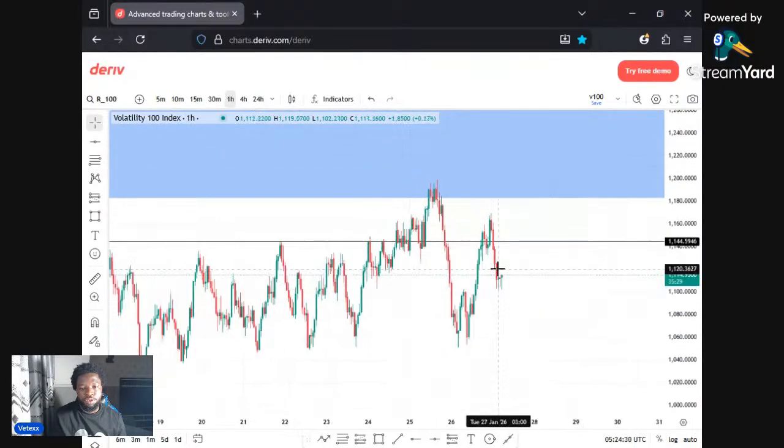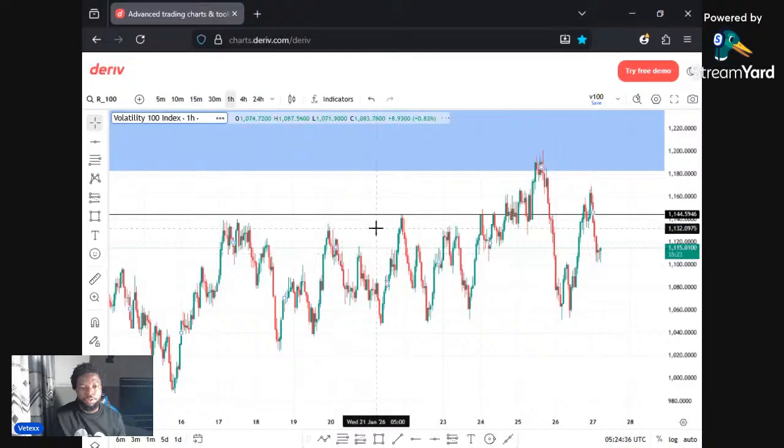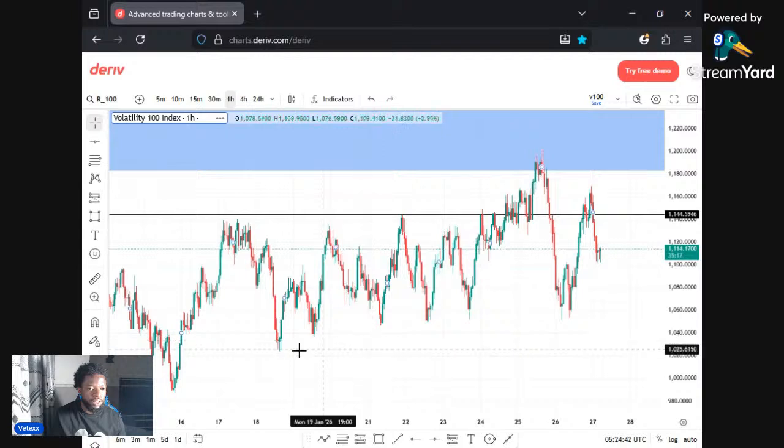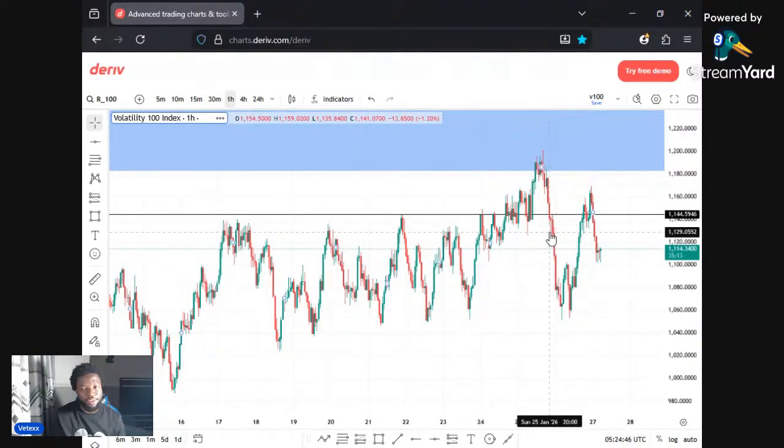We don't have the structure on the 1 hour yet, but we hope it forms and then we can start taking it. Once it's formed on the 24-hour time frame, you wait for it to form on the 4-hour time frame before you can scale down to 30 minutes, 15 minutes, and 10 minutes and start taking sales. That is what I do every single time.